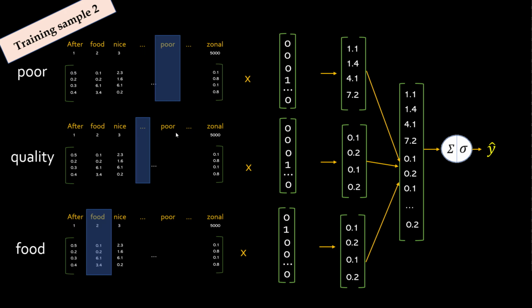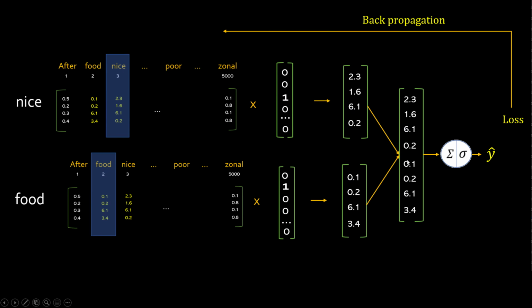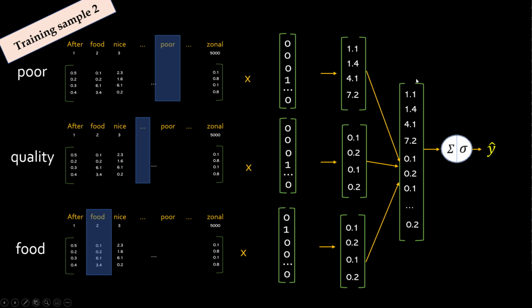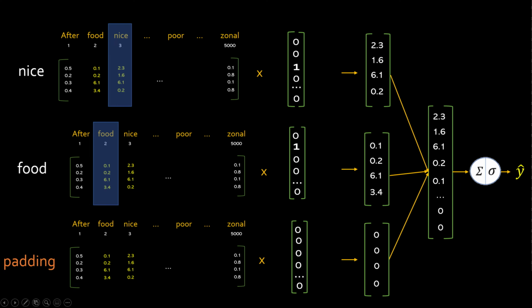Now you will ask me a question, which is, in the first sample we had only 2 words, in the second sample we have 3 words. So the neural network architecture needs to be fixed. It cannot change, right? In the previous one I had only 8 neurons in my first layer. Here I have 12 neurons. How is that possible? Well, you take the maximum sentence size and you do padding for the remaining words.